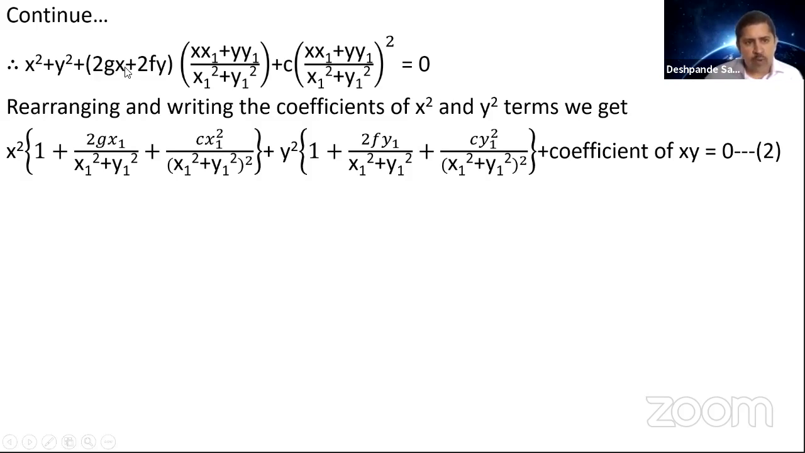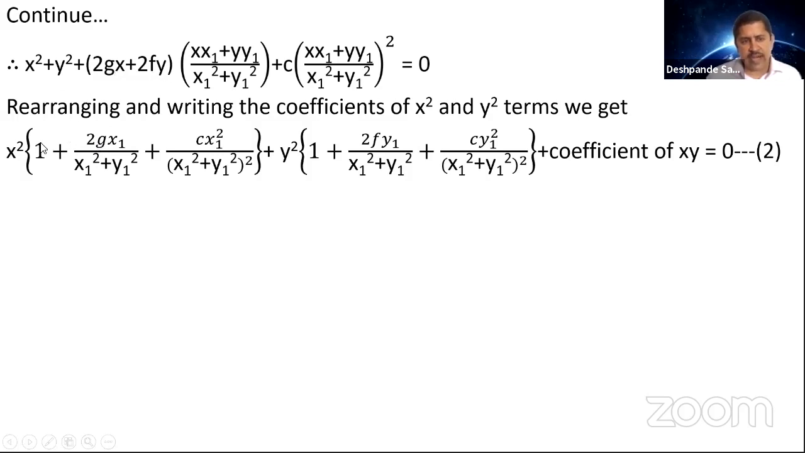Here, when you multiply 2gx and x by x1, you get x square. And when you take the square of this, you get x1 square. So you take all such x square terms. The first term has no coefficient, meaning you can always put 1. Then you got 2gx and x by x1, so x and x is x square, so 2gx1. The denominator will be as it is: x1 square plus y1 square.